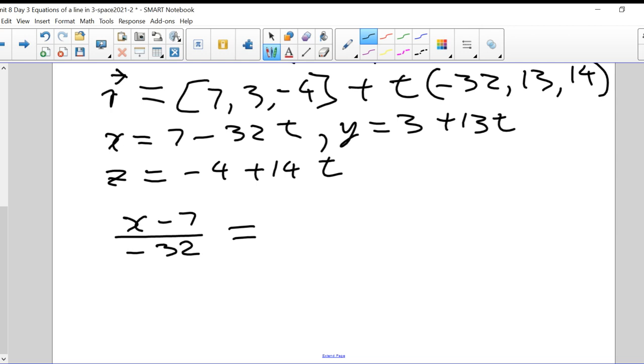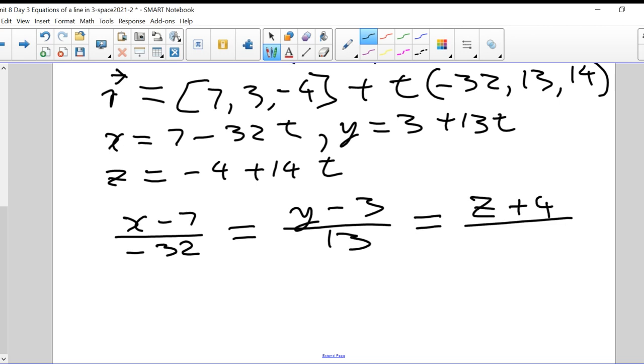All right, hopefully that makes sense: x is equal to y minus 3 divided by 13 is equal to z plus 4 divided by 14. Okay, thank you, Sharujan, for keeping us honest on that one. We should do what the question asked, and so I've done it.